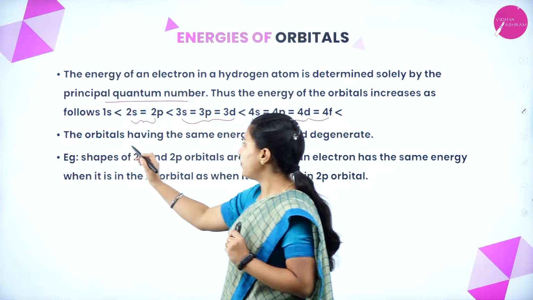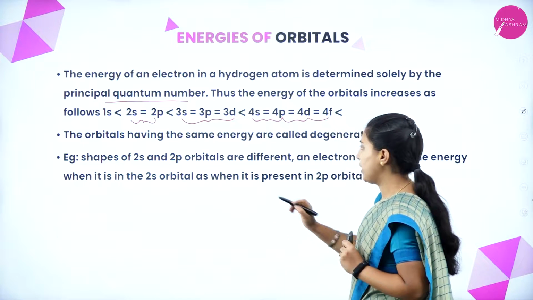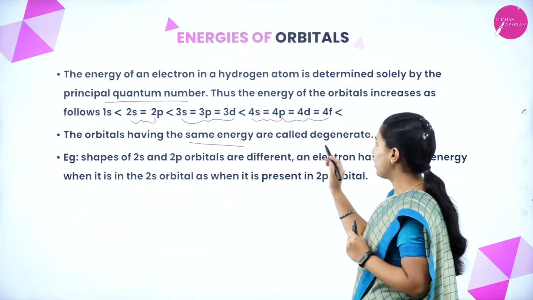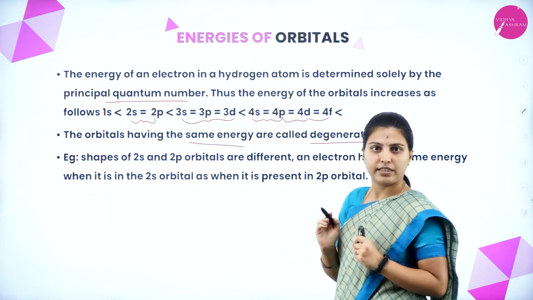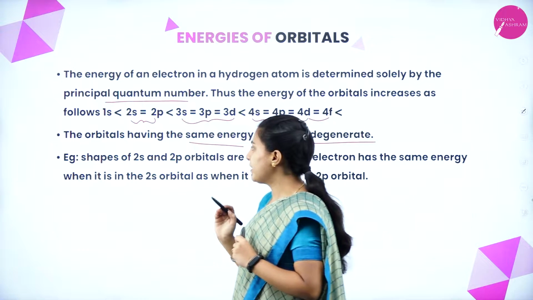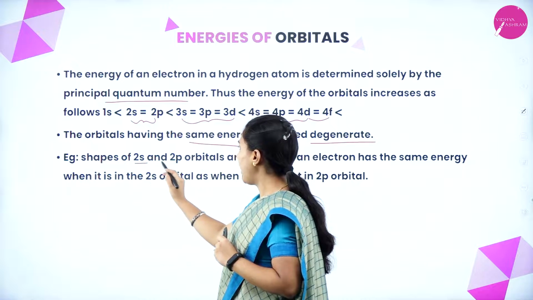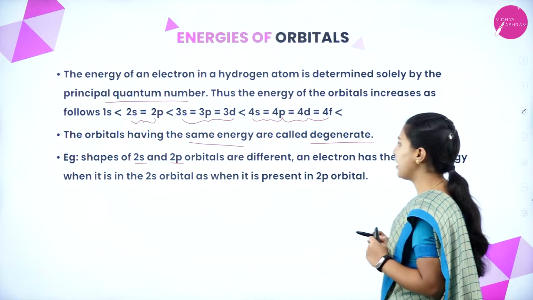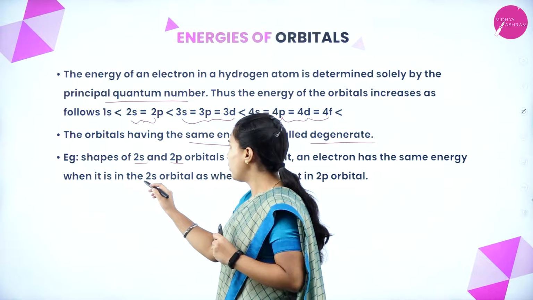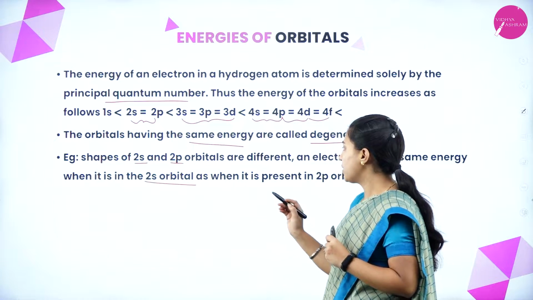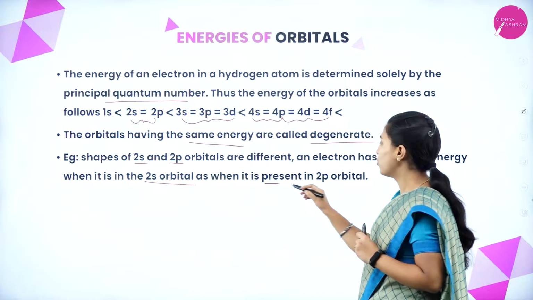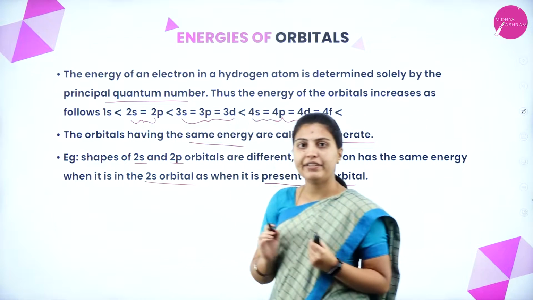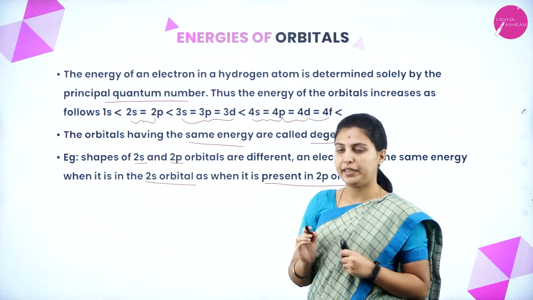Orbitals having the same energy are called degenerate levels. For example, the shapes of 2s and 2p orbitals are different, but an electron has the same energy when it is in the 2s orbital as when it is in the 2p orbital. Here, 2s and 2p have the same energy, they are telling.